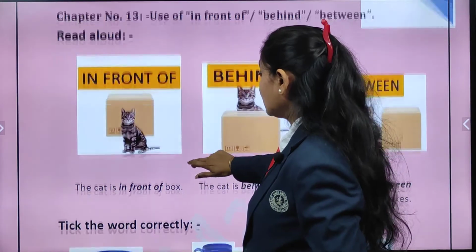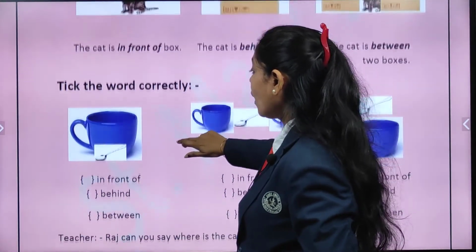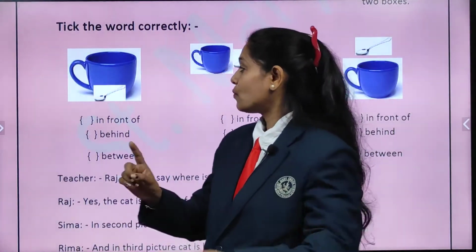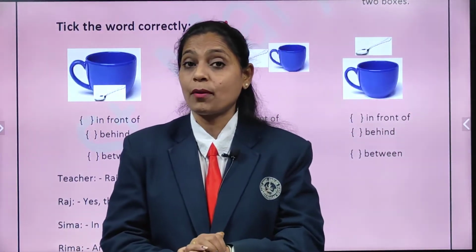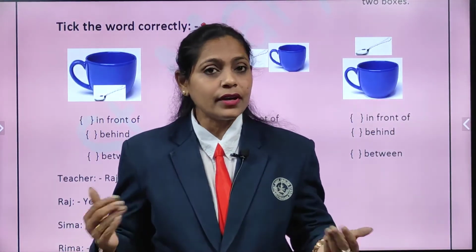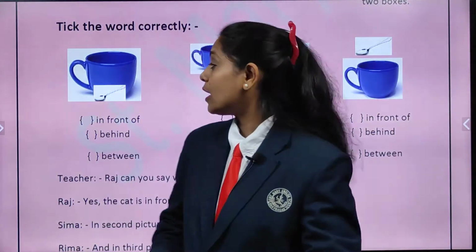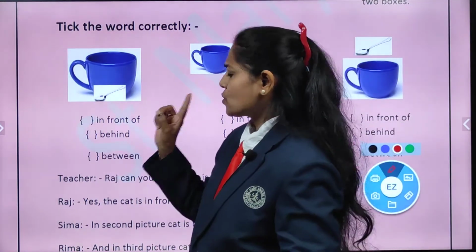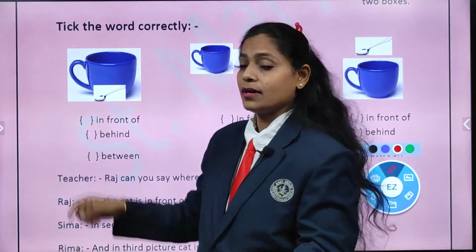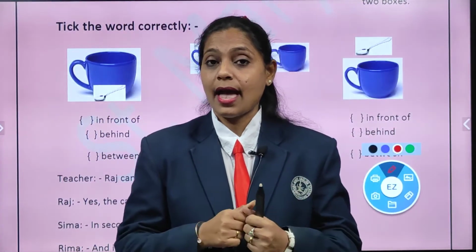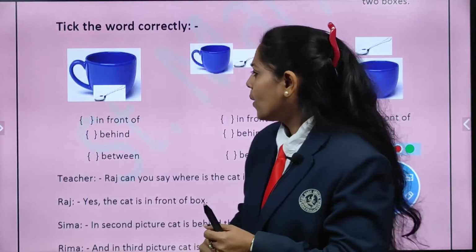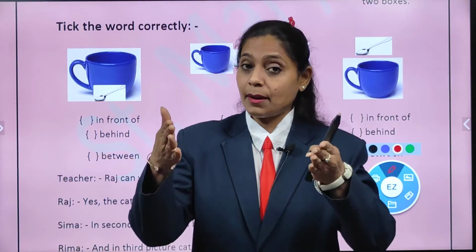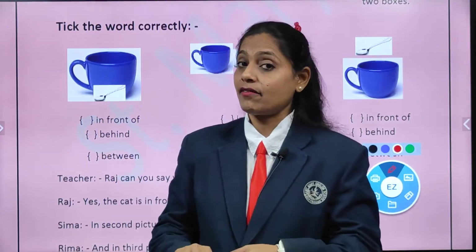Now children, here we have one activity, so we are going to do that activity. For that you have to see the picture properly. When you see the picture, it is very easy for you to do, right? Okay, so all of you look here. First of all, tell me what you can see in this picture. Correct, there is a cup and one spoon. Now tell me, where is the spoon? Yes, it is in front. A cup is there, and in front of that cup we have a spoon.